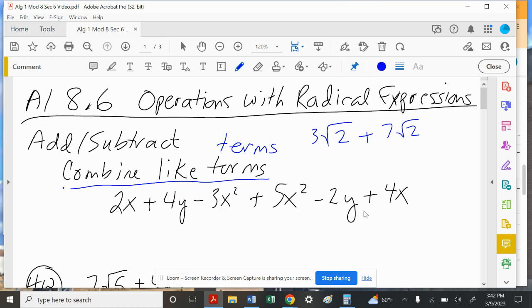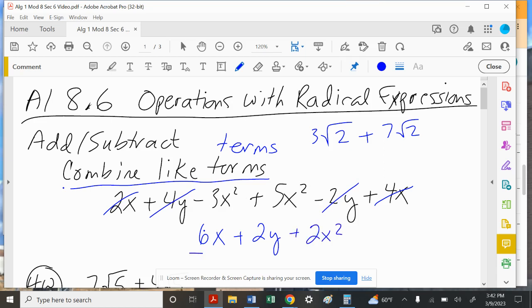So notice when we do this, this is our expression. We look for like terms. Notice we have 2x and 4x. We're going to combine those together to get 6x. We have 4y minus 2y. We combine those together to get plus 2y. And then we have minus 3x squared plus 5x squared. We get plus 2x squared.